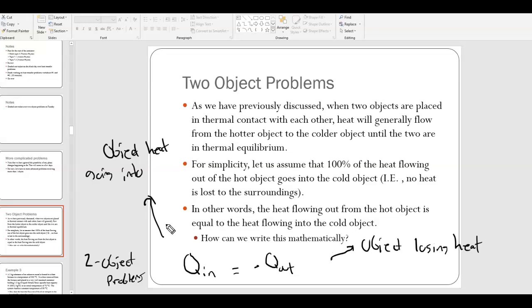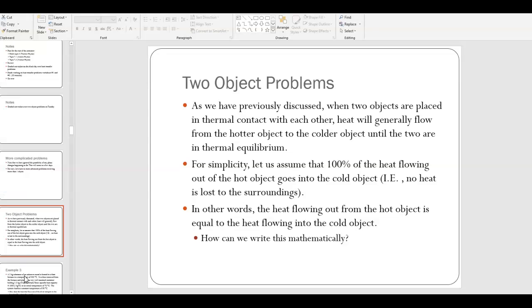Okay, so when you're solving two object problems, everything on the left side of the equation should be for one object, everything on the right side of the equation should be for the other object, and so that's how you get a two object problem. Okay, so what we're going to do now is we're going to see some examples of this.